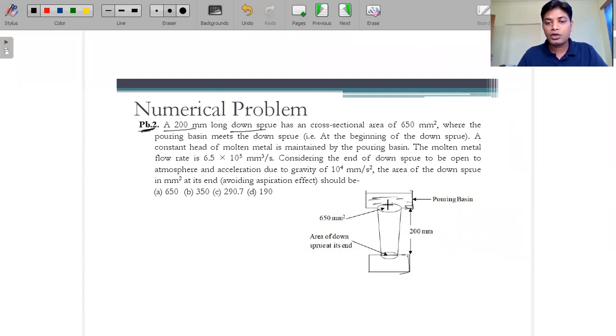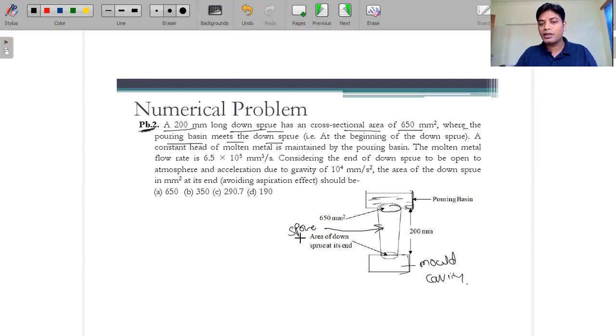Then this is the top cross sectional area of the sprue. This is the sprue. And this is a mold cavity. Okay, let's discuss. This is the 200 mm long down sprue, which has a cross section area of 650 mm square where the pouring basin meets the down sprue. It means that this is the pouring basin and this is meeting the down sprue.